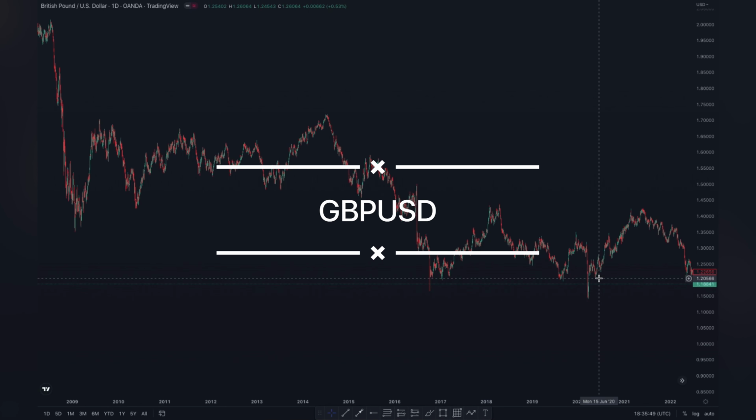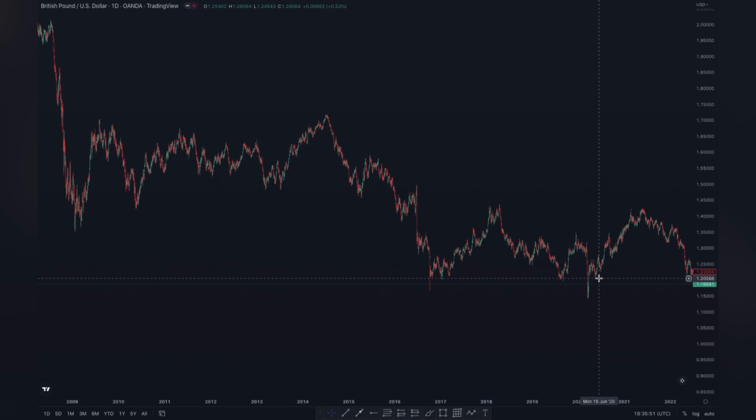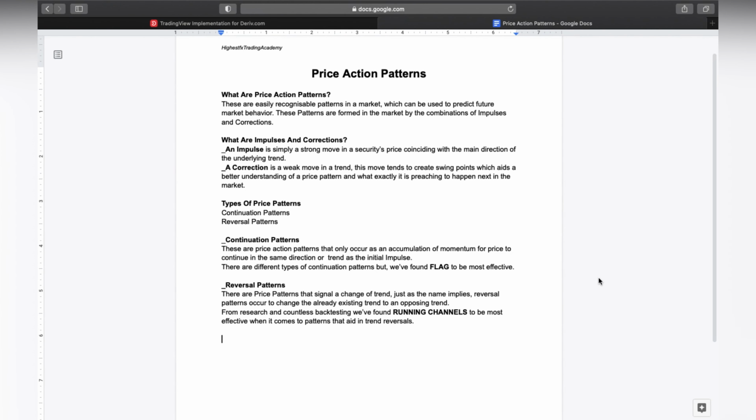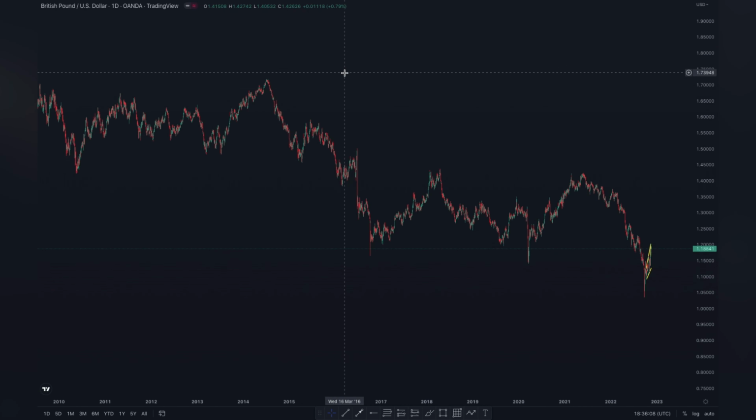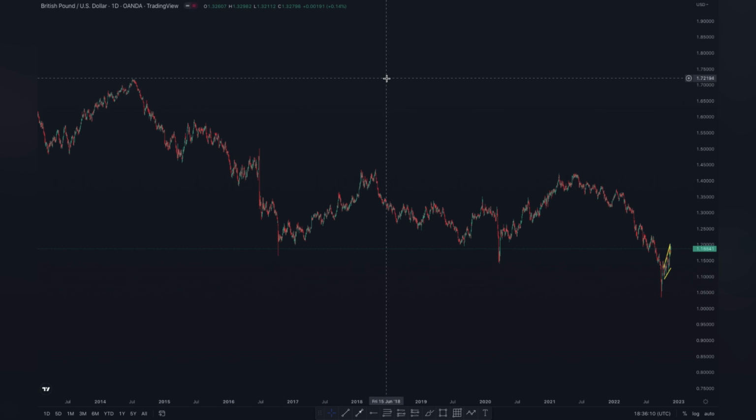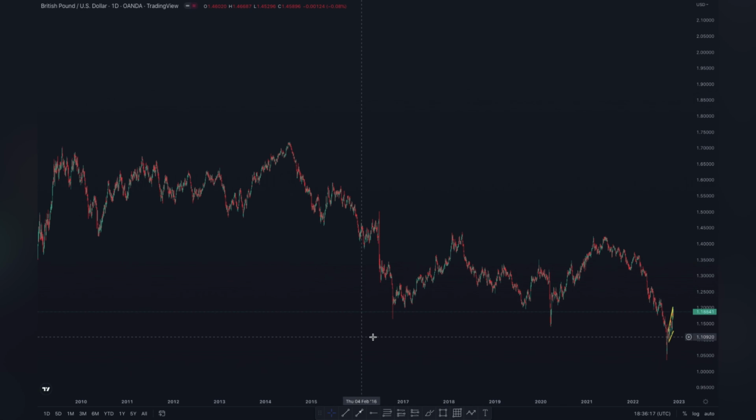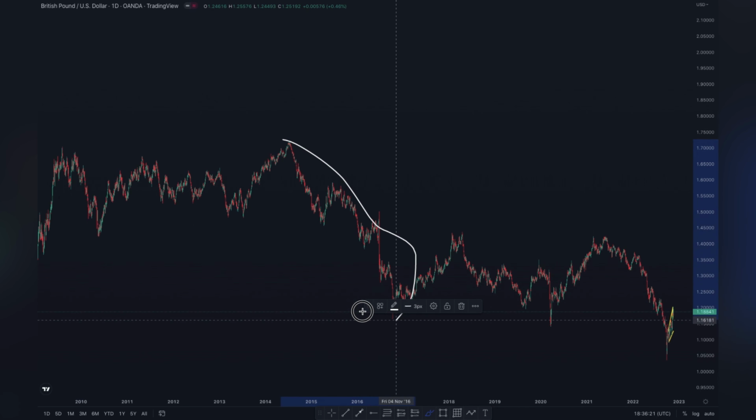So guys, this is pound dollar, the GBP USD. Let's look back to our document again. It says price patterns are recognizable patterns in the market that help to predict the future, a combination of impulses and corrections. So that's what I want to talk about right now. I define an impulse to be a strong move in a particular trend.